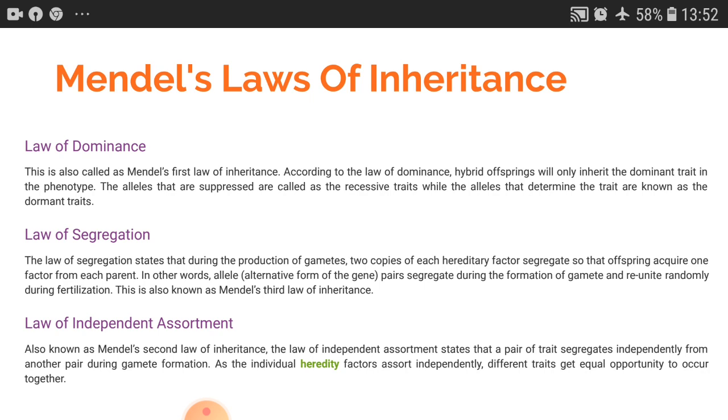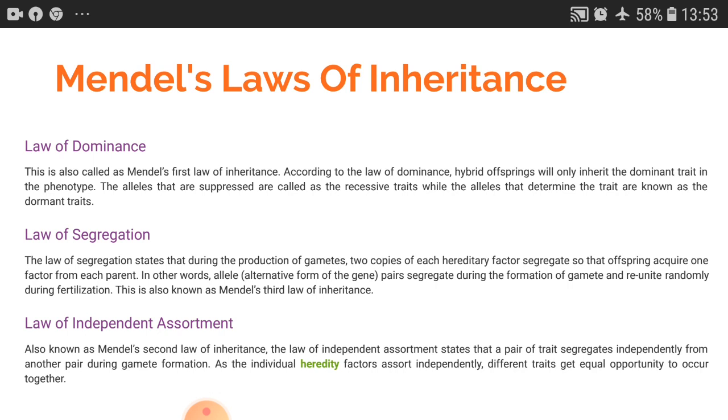Then law of segregation. Law of segregation states that during the production of gametes, two copies of each hereditary factor segregate so that the offsprings acquire one factor from each parent. In other words, alleles, that is the alternative form of the genes, pairs segregate during the formation of gamete and reunite randomly during fertilization.